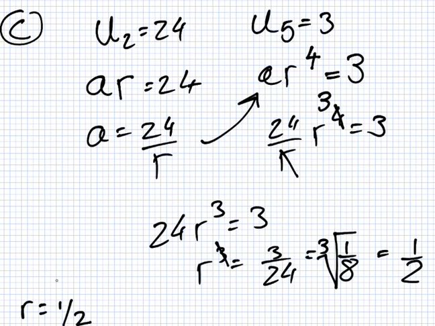I can put that back in there to get the A. 24 divided by a half is 48. So there's the A as well. That's part 1.